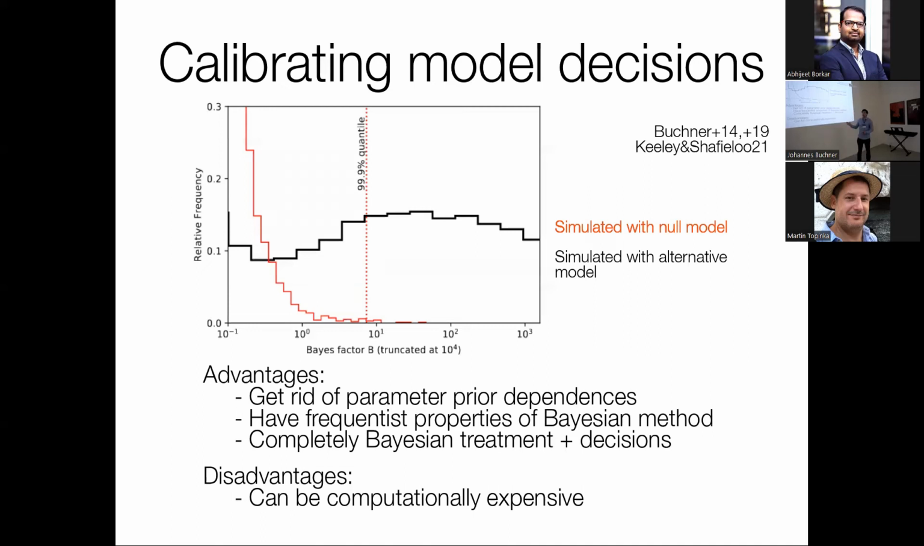So there are several advantages to going about it like this. You get rid of the dependence on model priors, because that's just the scaling along the x-axis that's being calibrated out. You still operate within a Bayesian framework where this Bayes factor has a meaning, but you additionally get frequentist properties on your decision, on how often you would be wrong about applying a cut. The disadvantage is that this is computationally expensive, but with nested sampling and BXA, you can actually do this.